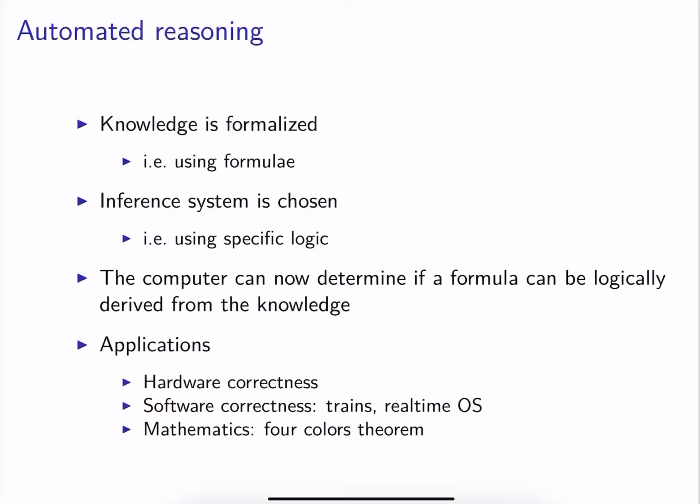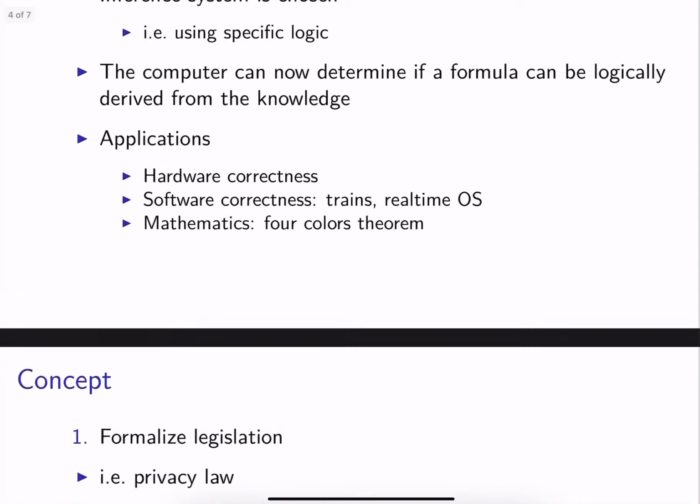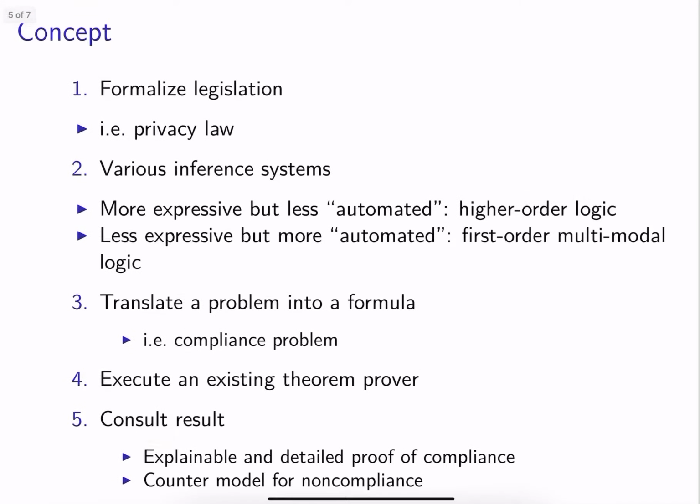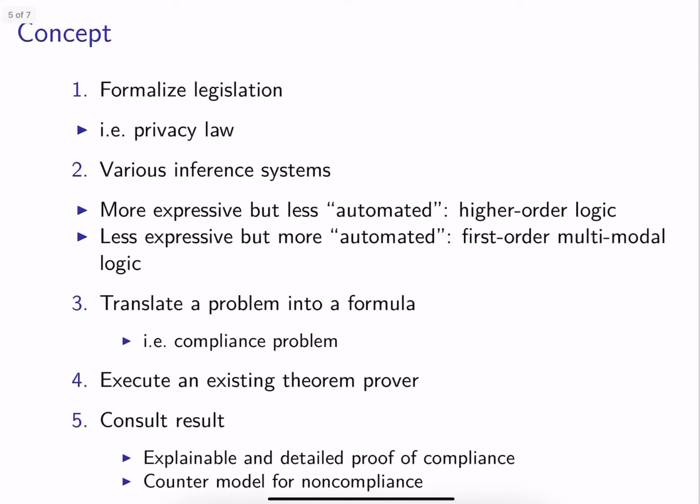This method is less popular than machine learning, mainly because of the amount of work to formalize the knowledge, but it's used in more critical systems like hardware correctness, software correctness where there are real-time operating systems, and train scheduling, and also in mathematics where you need formal results. The four color theorem is a famous result proved by automated reasoning, together with help, of course, from humans.